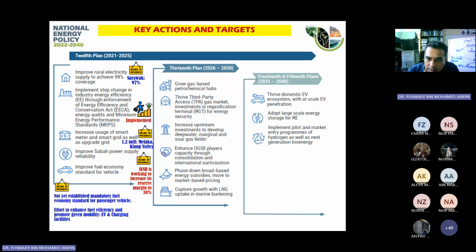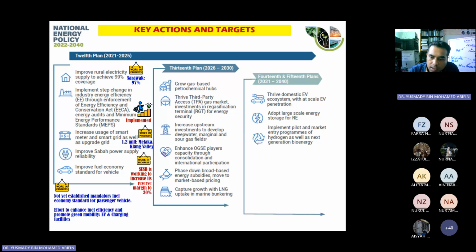Implement pilot and also market entry program of hydrogen as well as next generation bioenergy. So yang ni involve with hydrogen system lah. So sekarang instead of pakai electric vehicle, ada juga vehicle dipakai hydrogen. Dia tak ada keluar asap, tak ada keluar CO2, dia keluar apa?